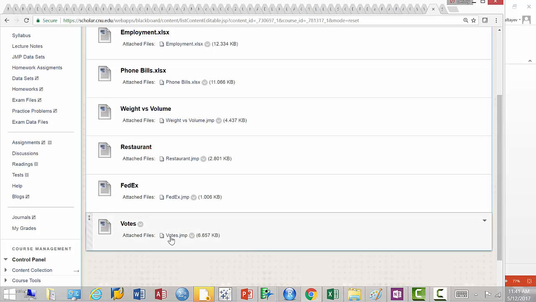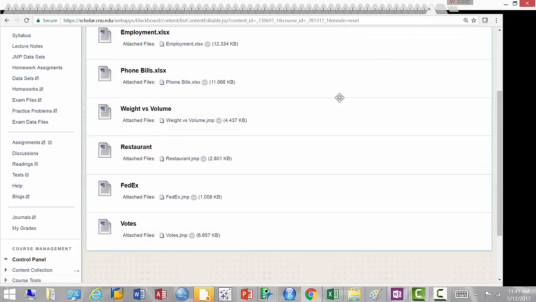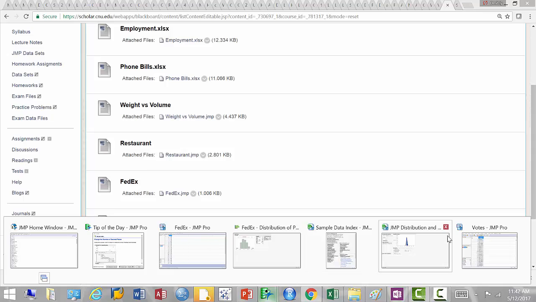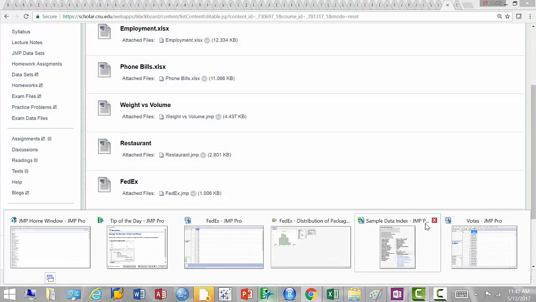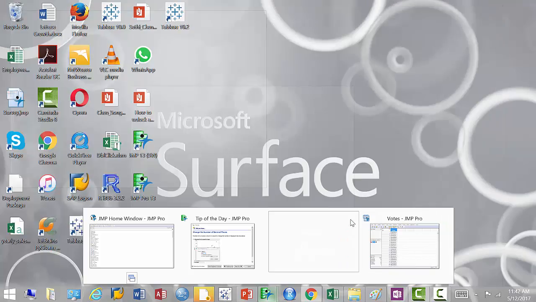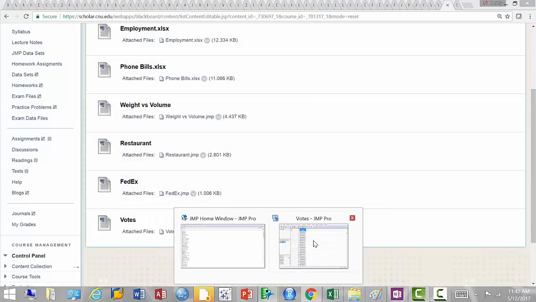So I'm going to download the votes, just like that. And apparently it's somewhere at the bottom. Yeah, right there. Okay, so here is my JMP. I probably need to close out some of the things that I don't need. And the FedEx example I'm going to close. Okay, so here are the votes.